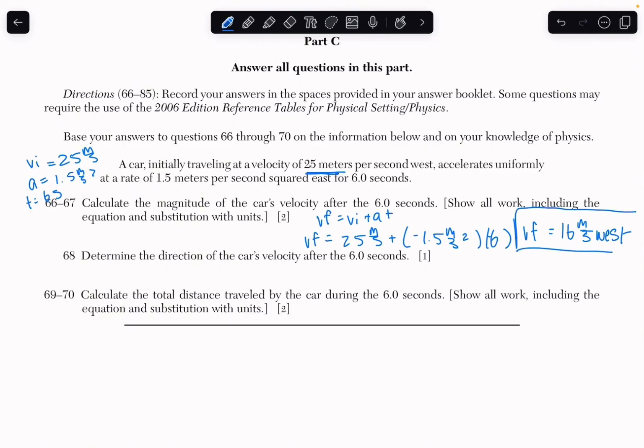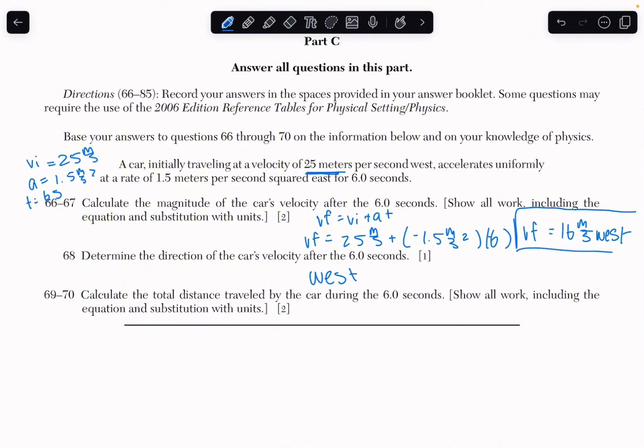68. Determine the direction of the car's velocity after the 6 seconds. Once again, that's just west. If it's going west and there's nothing talking about force, then it's just going west. 69 to 70. Calculate the total distance traveled by the car during the 6 seconds.